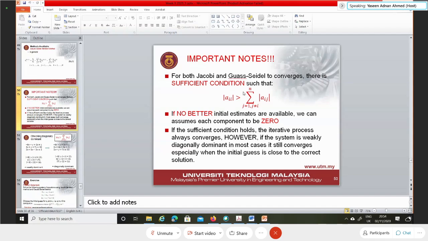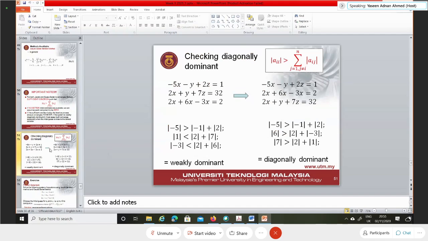If it is not, then it could converge, but we have to consider a very close initial guess. So these things, sometimes we ask the students whether the condition is converging or diverging. Okay, so let's see two examples.